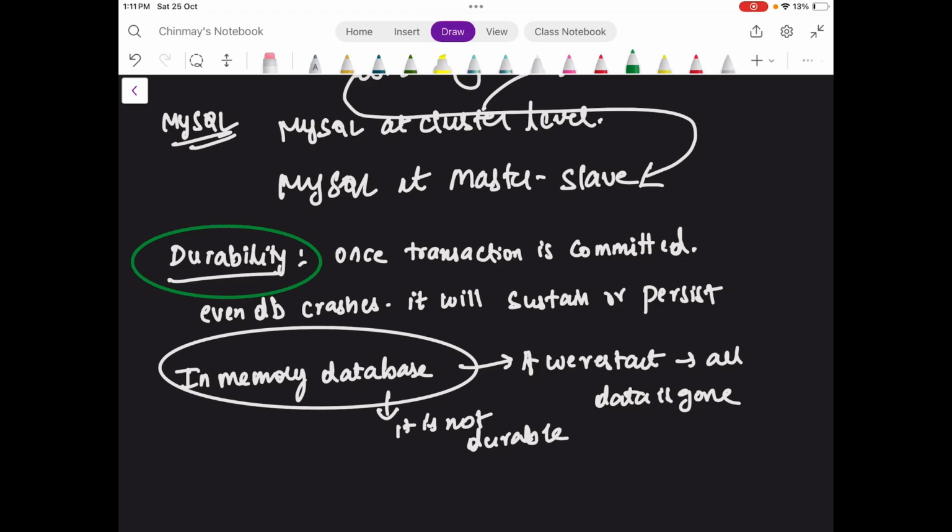I think we have clearly understood what a transaction is, starting from the transaction, atomicity, isolation and isolation levels, and consistency and durability with clear-cut practical examples.